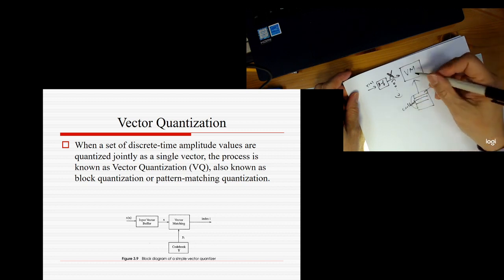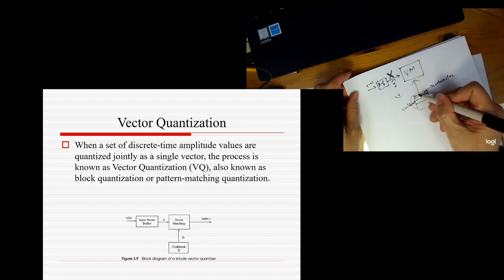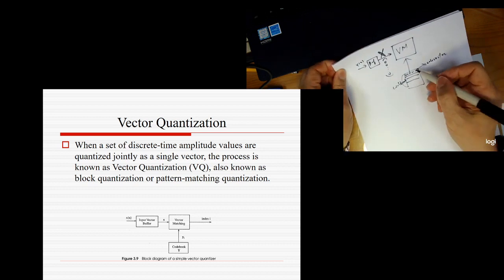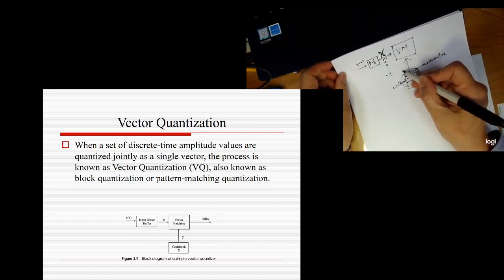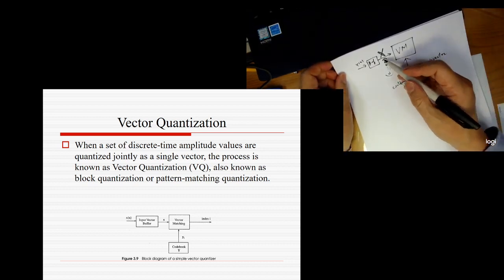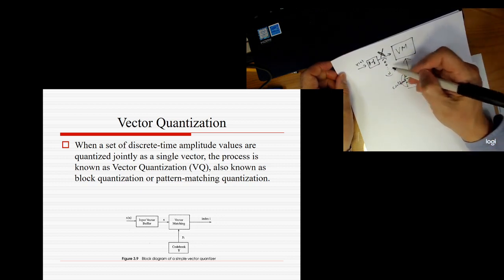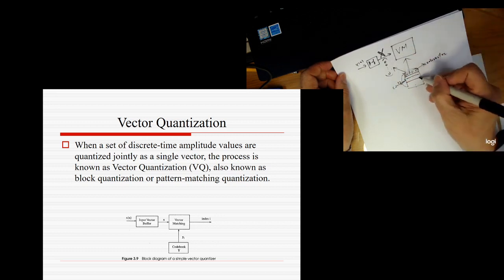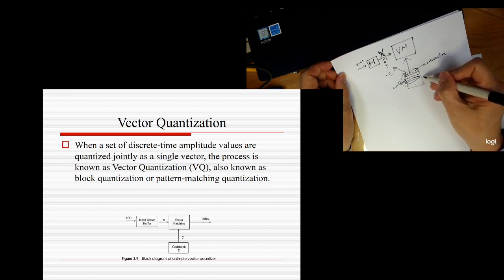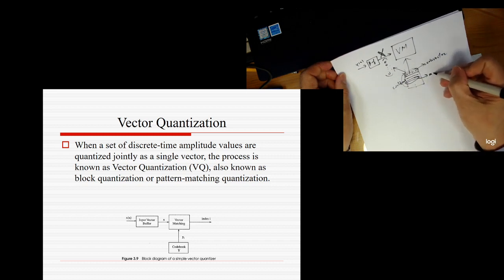So they do the matching. This vector in your code book will have its distortion calculated with the input vector. You have many vectors matched with your input data, and you try to find which vector inside the code book has the minimal loss. So you have a minimal distortion. Which code vector has the minimal distortion?